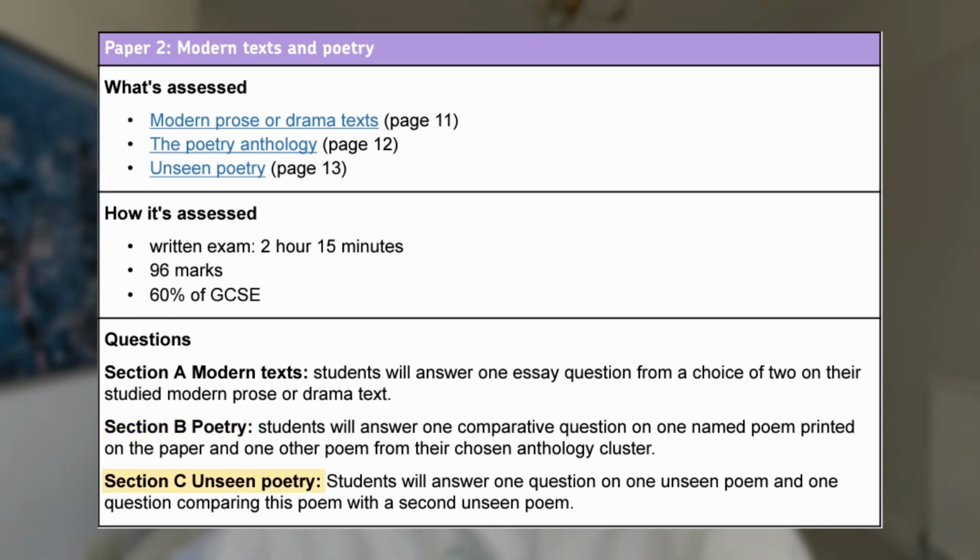And finally, section C of paper 2 is the unseen poetry. You get given two poems that you've never seen before, and you have to do one 24-mark question analysing one of them, and then an 8-mark question comparing both of them.